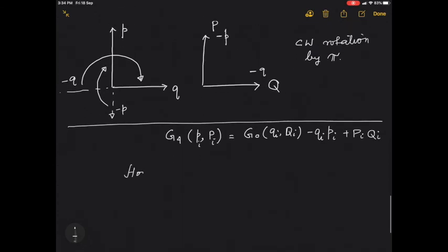So I leave for you to figure out two things here. So this is your homework now. Figure out the transformation rules.